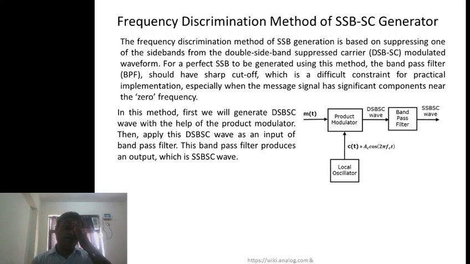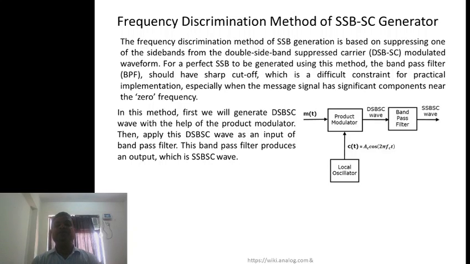In this method, we generate the double sideband suppressed carrier wave with the help of a product modulator. Again we are using a product modulator, and this product modulator multiplies a message signal m(t) with a locally generated carrier frequency, Ac cos 2 pi fc t. You may also consider sin 2 pi fc t.